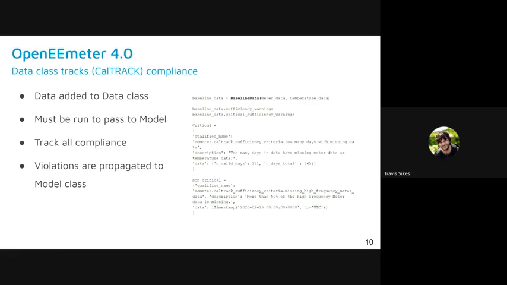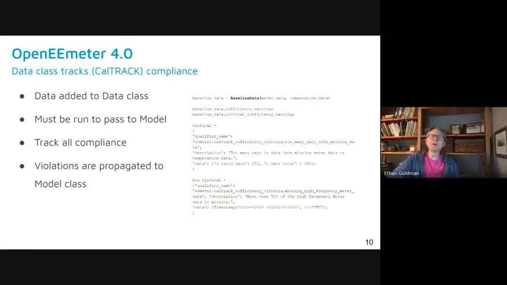Are there any questions or concerns? Hey, Travis, it's Ethan. Maybe you're getting to this, but is there a way to just override the default Caltrack criteria to do a run with different data sufficiency or model fit criteria?